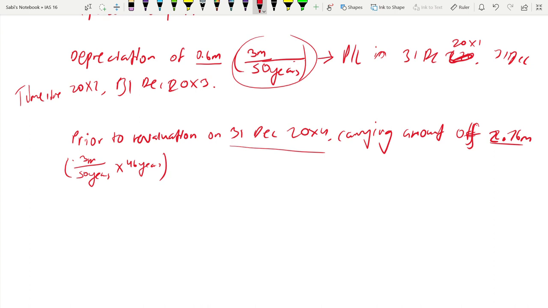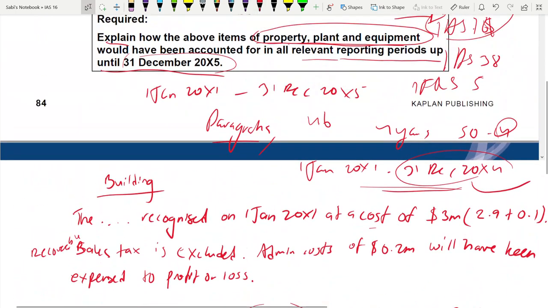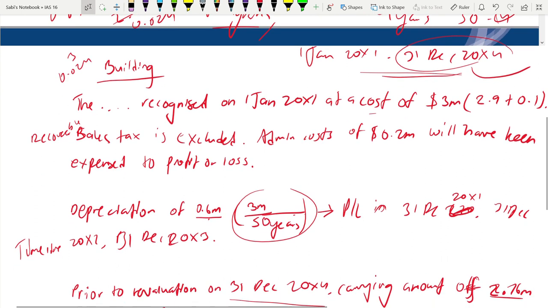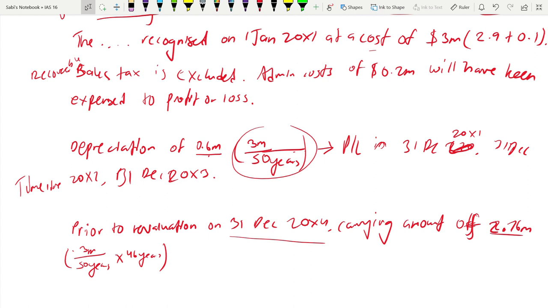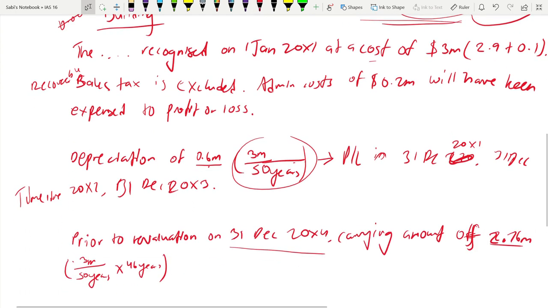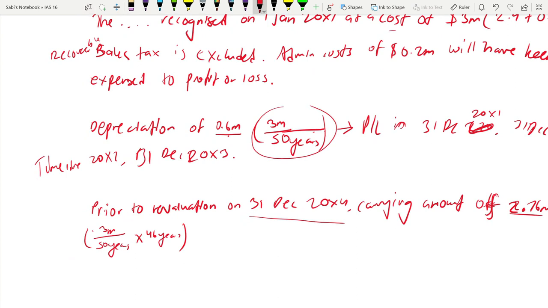Or in short, another way is just find the depreciation. 3 million divided by 50 is 0.6, right? Depreciation already we calculated. So just do 0.6 into 4 years, because first for 2001, 2002, 2003, 2004. So 4 years, how much? 0.6 into 4 is 0.24. Sorry, I'm sorry, it is 0.24. So from 3 million, the cost, deduct the 4 years depreciation, 0.24. You will still get 2.76. It's the same whether you do this or that method. This will be your carrying amount.